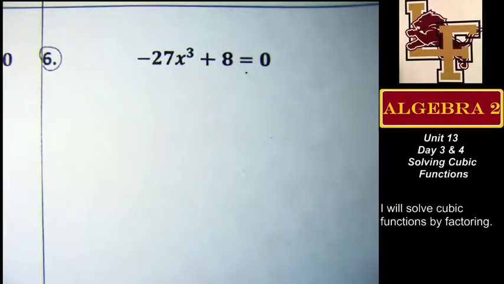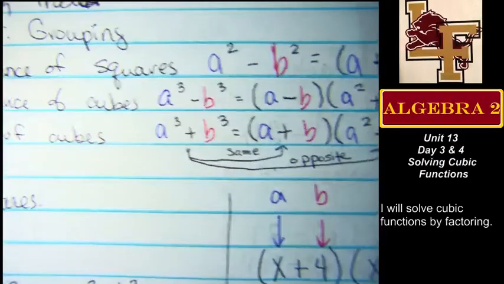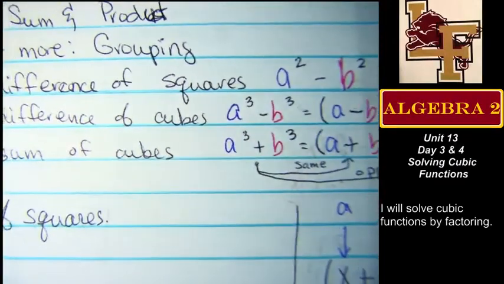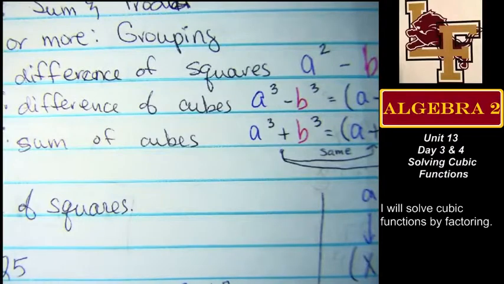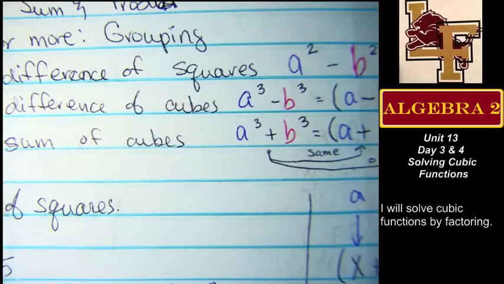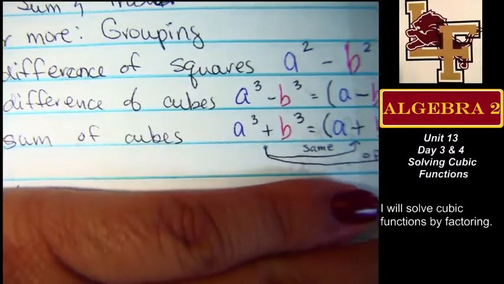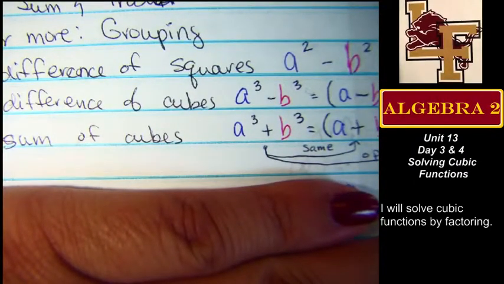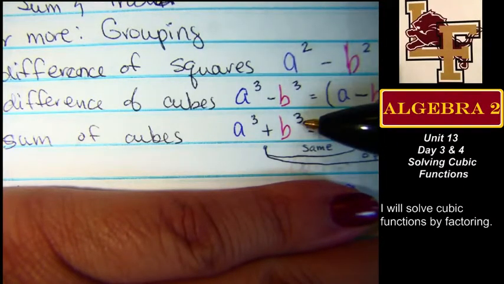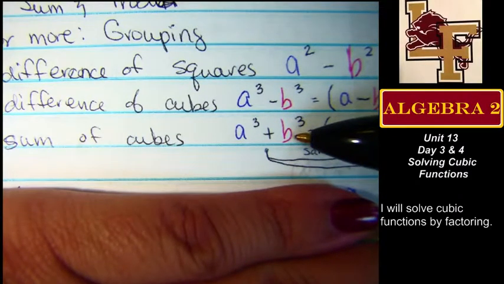Number 6 is going to require us to have out our notes from day 1 because this thing looks suspiciously a lot like one of these. Which one of these does number 6 look the most like? This one, because there's a plus sign in the middle. So it's likely a sum of cubes.